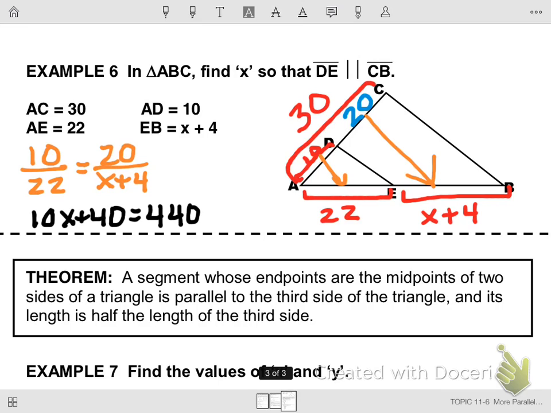And since I have only one variable to worry about, I'm going to subtract 40 from 440. So 10x equals 400. And then what number times 10 gives you 400? So our answer is going to be x equals 40.